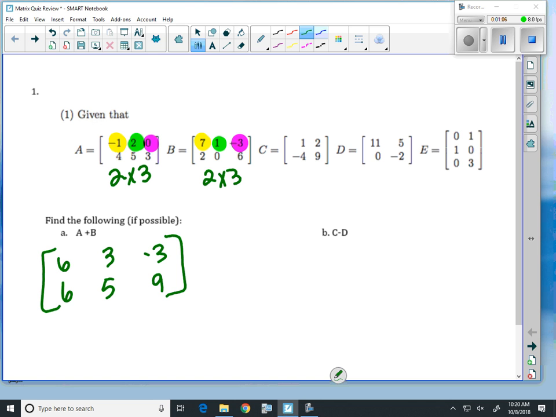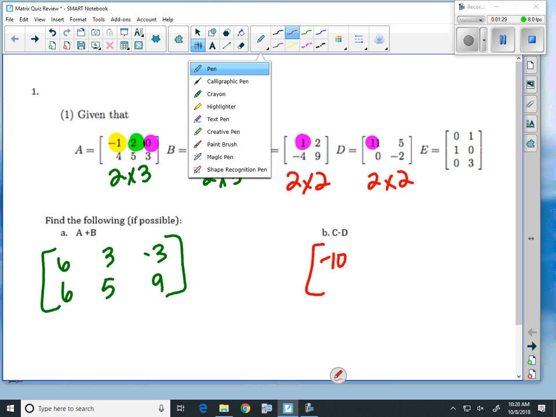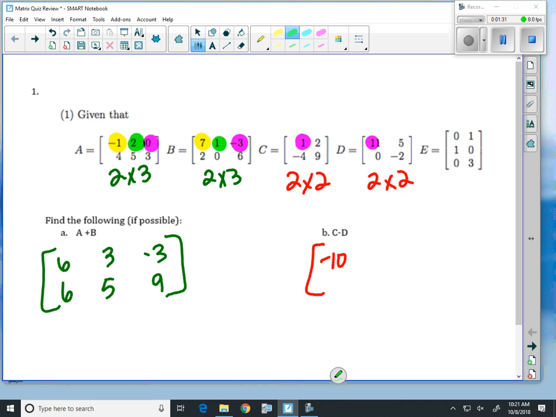Similar on letter B is just C minus D. So instead of addition, you're going to do subtraction. You again have to make sure that they are the same size. Since they're both a 2 by 2, you're good to go and go ahead and subtract these. So we're going to start with 1 minus 11, which is -10. Then 2 minus 5 is -3.